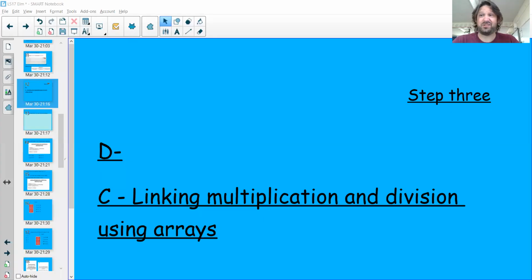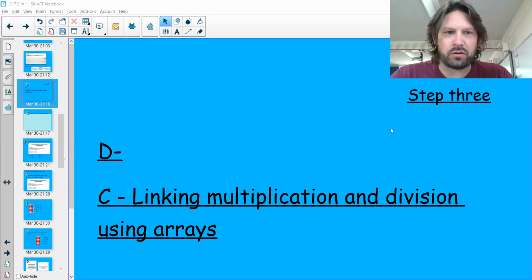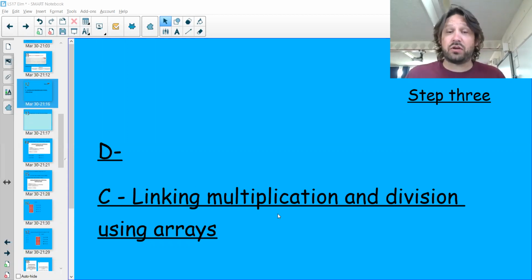So this is the maths division lesson, and I will start sharing the screen. I hope you're all keeping really well, and I love seeing all the stuff on Dojo. Okay, so today we're linking multiplication and division using arrays, and we're talking about families as well. It'll all become clear in a minute.